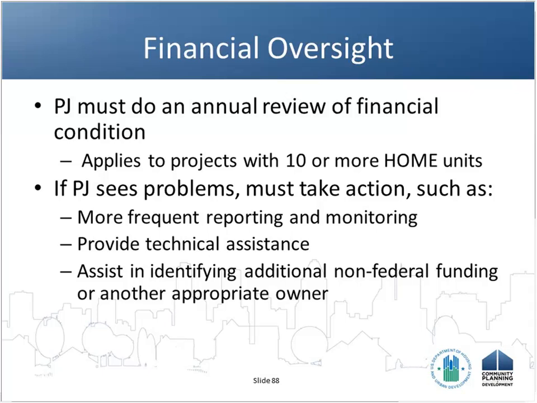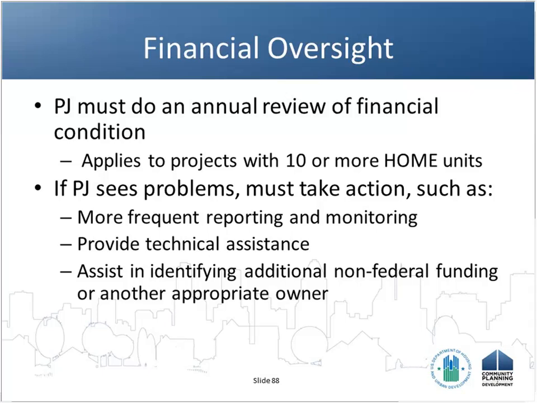at risk. So the PJ itself is required specifically, when we have projects with 10 or more HOME units, to complete an annual review of the financial condition. I would suggest as the PJ, because you have this risk of repayment, you probably need some level of financial review for all of your assisted properties, but specifically you would need a protocol for your annual review for all of your properties that have 10 or more HOME units. So the way this can be completed is by looking at the reporting and the results of monitoring information that you're collecting.